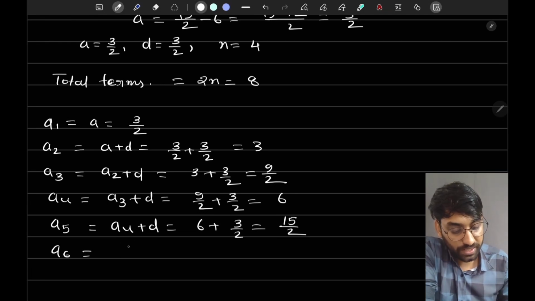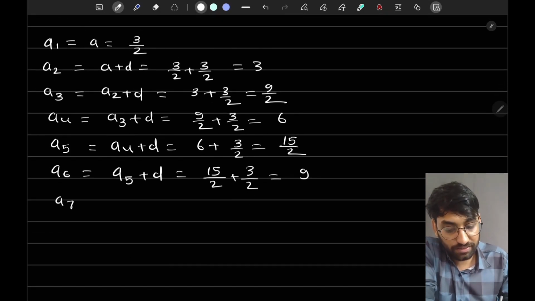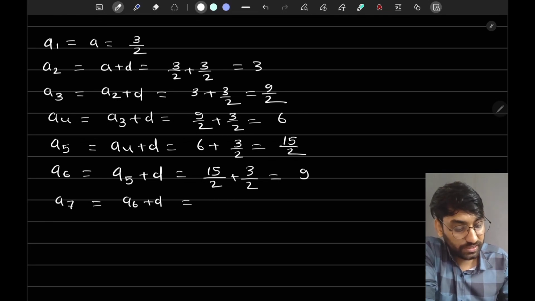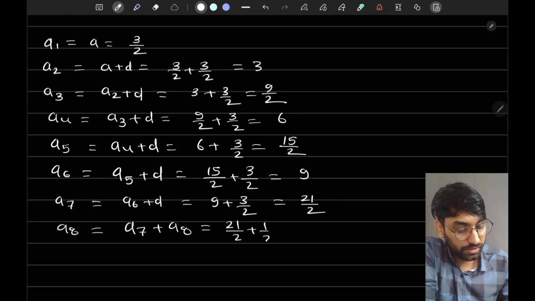a6 will be my a5 plus d, that is nothing but 15 by 2 plus 3 by 2. So that is nothing but 18 by 2. This is what? 9. Similarly, a7 I can calculate, that is nothing but a6 plus d. So it is 9 plus 3 by 2. So that is nothing but 21 by 2. And similarly, a8 will be what? a7 plus d. So that will become what? 21 by 2 plus 1 by 2.